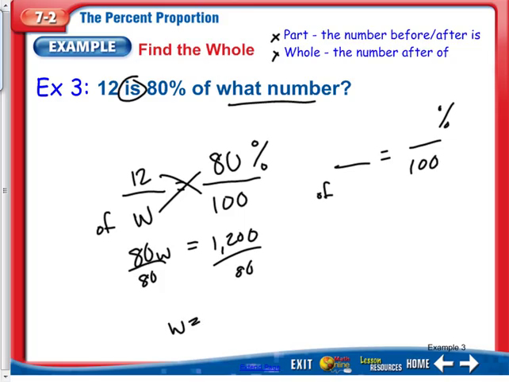So W is equal to 15. So 15 is the whole, 12 is the part. So 12 out of 15 would be 80%. So that'd be like thinking about a quiz. If you got 12 questions right out of 15 questions, you would get an 80% on that quiz. Okay?